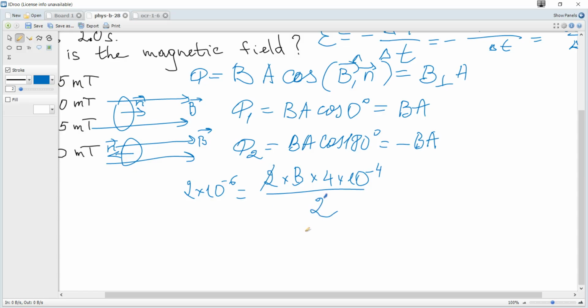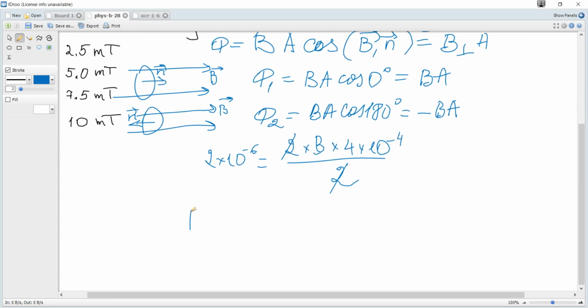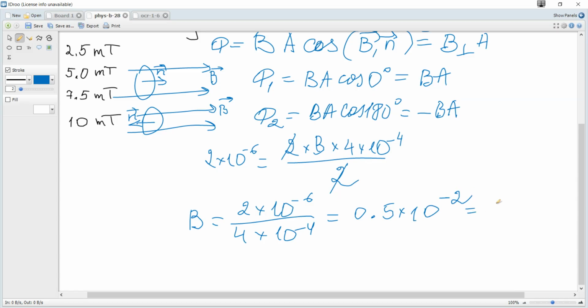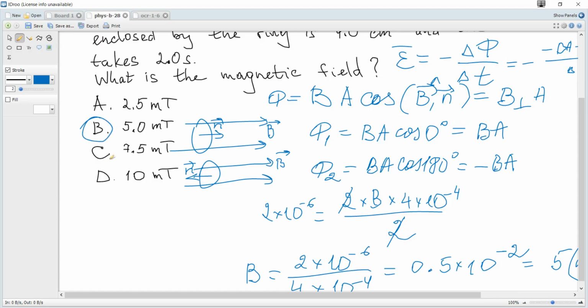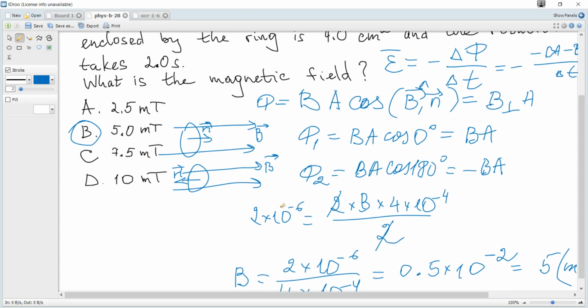You can see 2 cancels, and B becomes 2 times 10 to negative 6 divided by 4 times 10 to negative 4, and it's a half, or 0.5 times 10 to negative 2, or 5 times 10 to negative 3, which means microtesla, so it's 5 microtesla, so it's B. And that's all for this question.